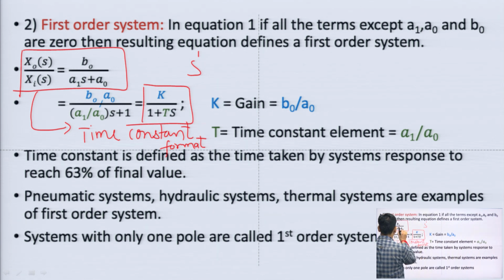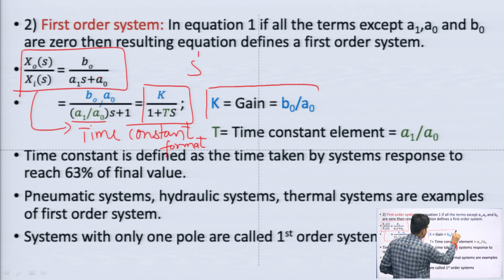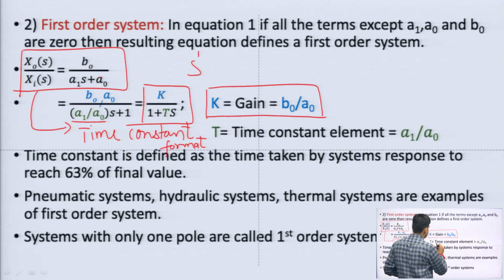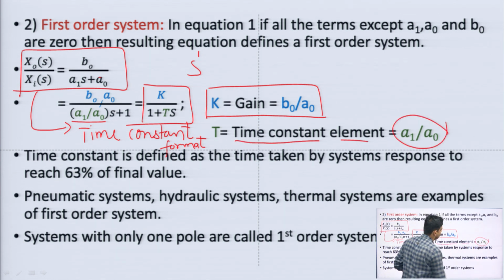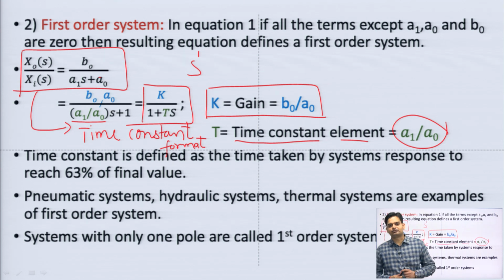For that purpose I need to take common a naught from the denominator, and then this expression will become K over 1 plus T s, where K is the DC gain of the system, b naught over a naught, and T is the time constant element, that is a 1 over a naught. So, this is the standard time constant format. It will help us in the analysis of first order systems.